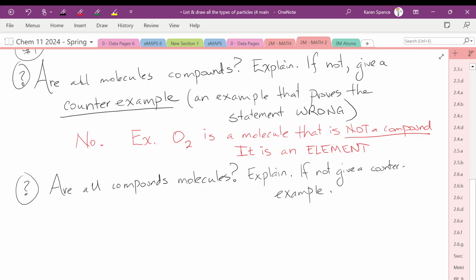Okay, the answer is, if I can get this pen to write, just a second here. The answer is no. Neither of them are correct. What is a counterexample that proves that all compounds are not molecules? Any ionic compound forms crystal lattices, not molecules.